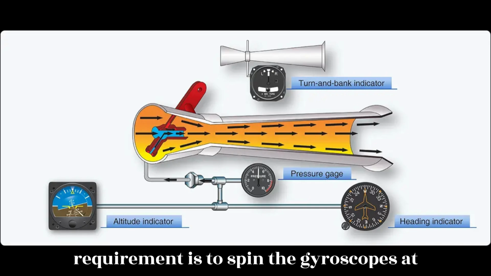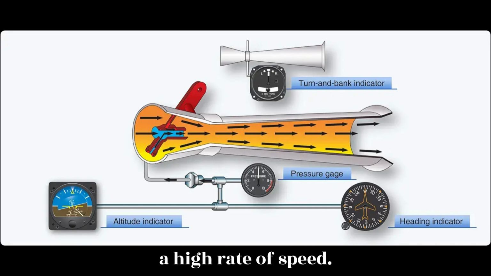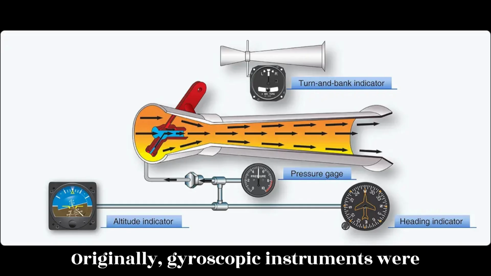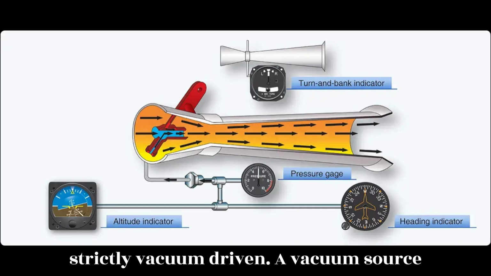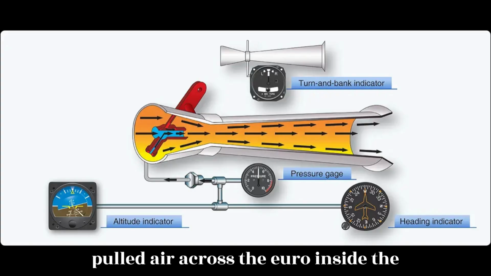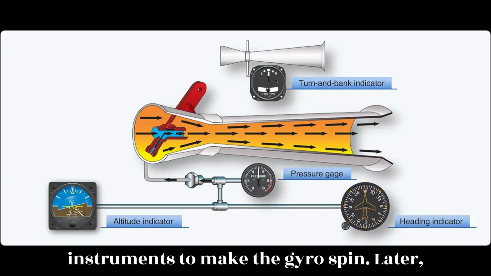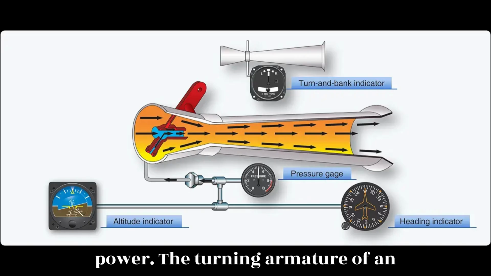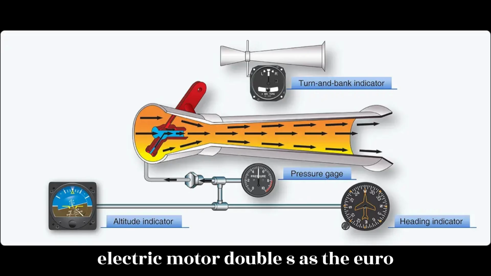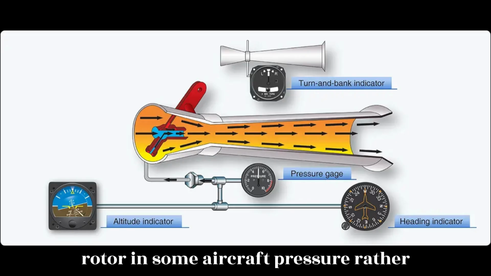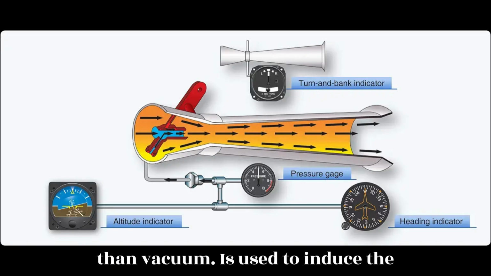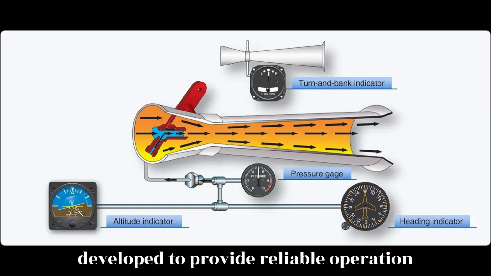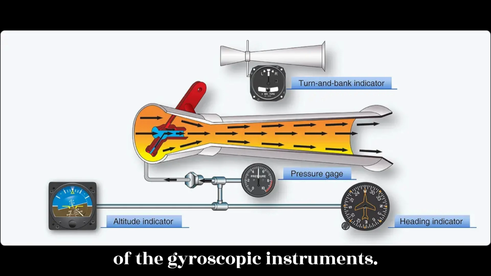The main requirement is to spin the gyroscopes at a high rate of speed. Originally, gyroscopic instruments were strictly vacuum-driven. A vacuum source pulled air across the gyro inside the instruments to make the gyros spin. Later, electricity was added as a source of power. The turning armature of an electric motor doubles as the gyro rotor. In some aircraft, pressure, rather than vacuum, is used to induce the gyro to spin. Various systems and powering configurations have been developed to provide reliable operation of the gyroscopic instruments.